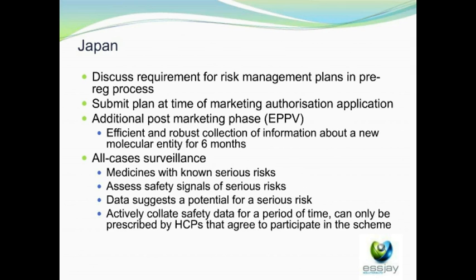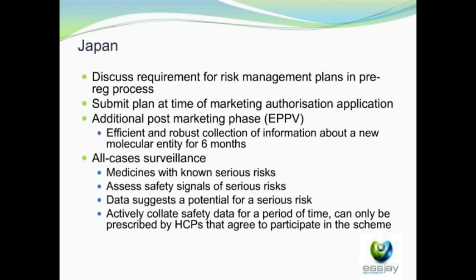So in Japan, you do need to discuss your risk management plan in the pre-registration process and submit that at the time of the marketing authorization application. Also, once your product is on the marketplace, you do have a collection of information for 6 months so that you can collect all adverse events that are associated with your product. Obviously, if you've got a new product that's on the marketplace, this gives you then 6 months of robust data collection that you can then analyze.